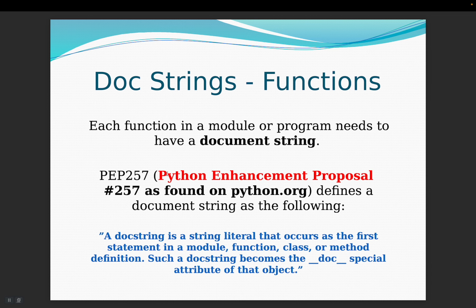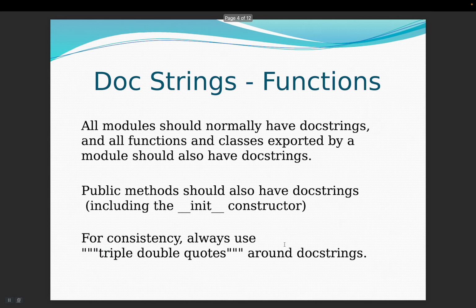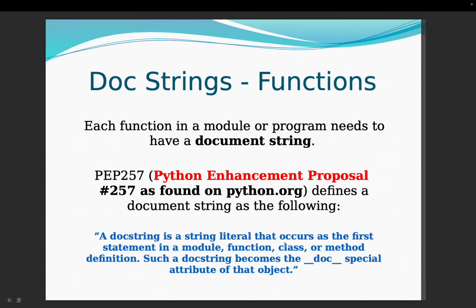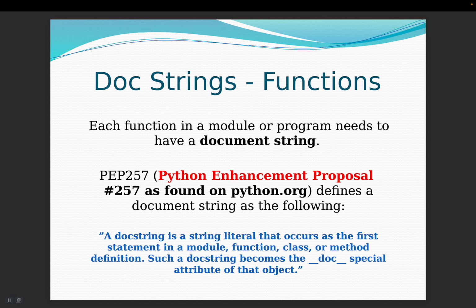So PEP 257 is Python Enhancement Proposal number 257, as found on python.org, and it defines a document string as the following. A doc string is a string literal that occurs as the first statement in a module, function, class, or method definition. Such a doc string becomes the __doc__ special attribute of that object. So all the doc strings you write are stored in this variable.